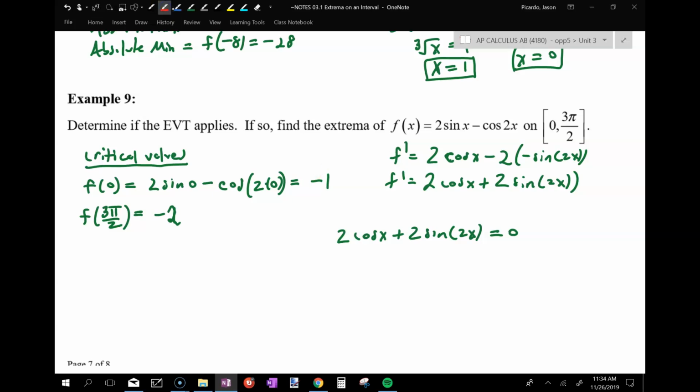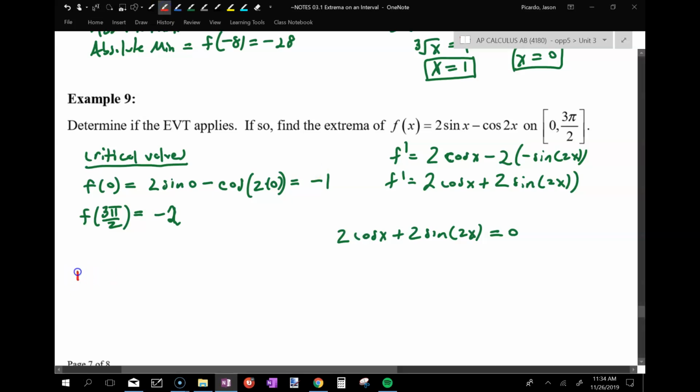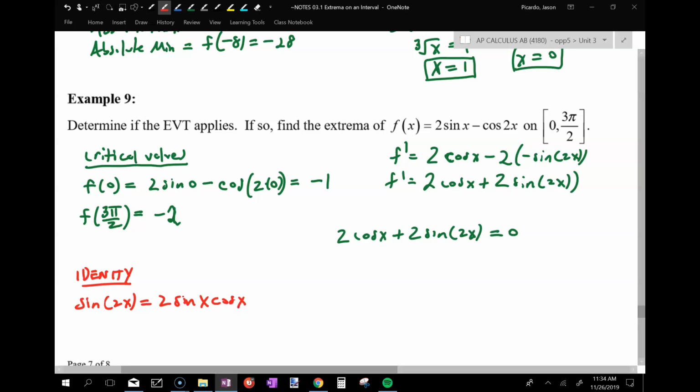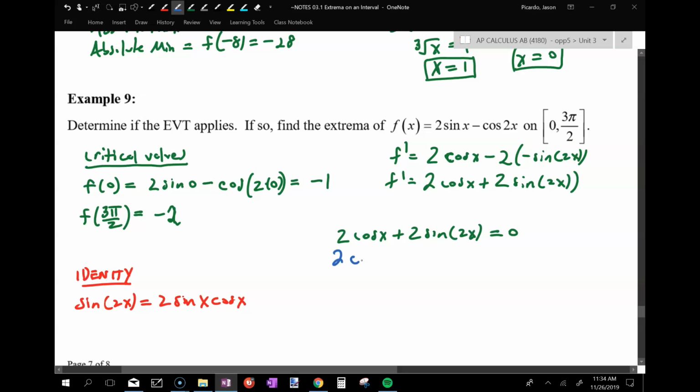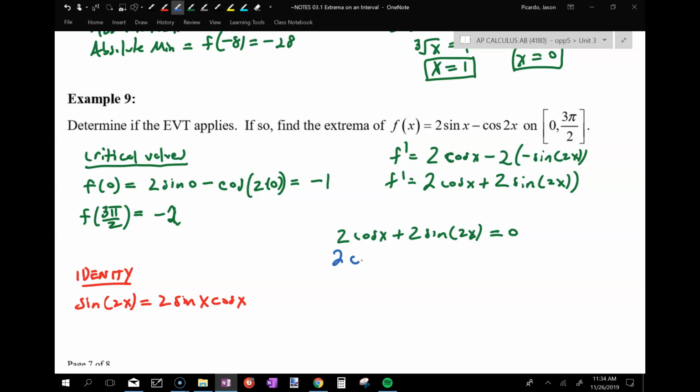But this is one of those identities you got to know, okay? And the identity is this. It is that sine of 2x equals 2 sine of x cosine of x. It's one of your trig identities. And so the only way to finish this problem would be to substitute. How would you? Give me your thought. Maybe you got a way.